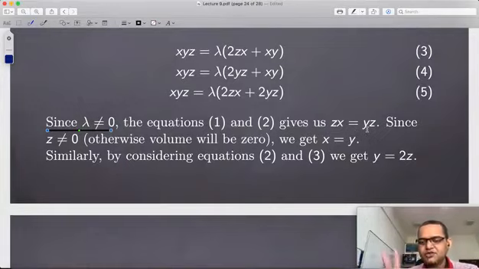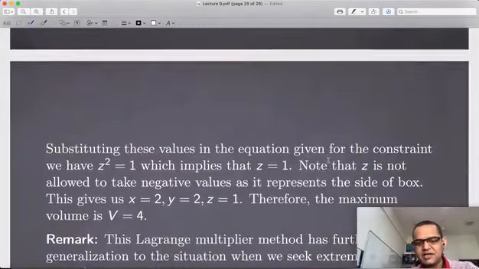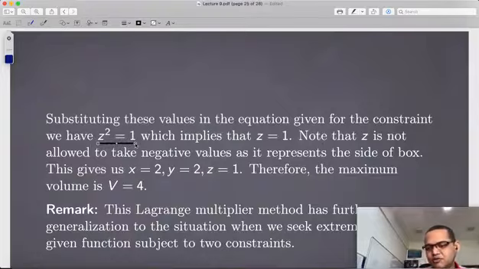So I get a relation that whatever value I have for x, y is the same. Now you do the same thing, you equate these two and you will get that y has to be twice of z. So I have got x equal to y and y equal to 2z. Now I have a fourth equation given by the constraint. I substitute these values there and I will get that z square is equal to 1.